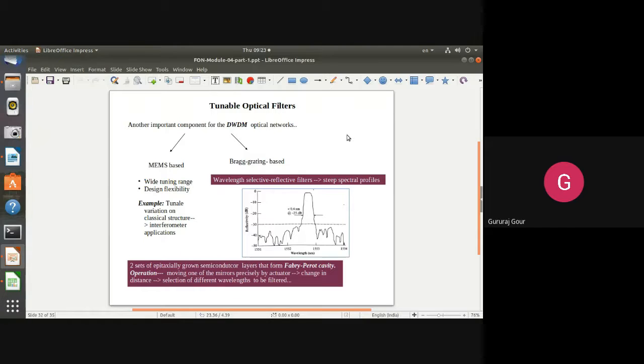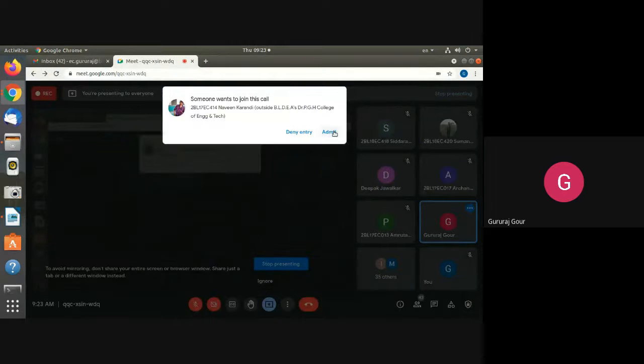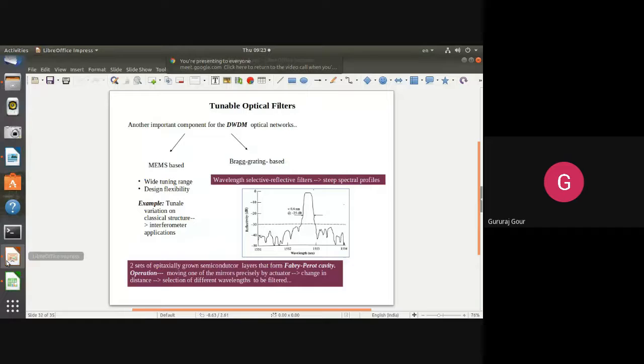They provide you steep spectral profiles. As you can see in this graph, which plots reflectivity in decibels versus wavelength, the threshold is kept around minus 30 decibels reflectivity. You will get this steep spectral profile between 1550 and 1553 nanometers. There you will get a peak of minus 25 decibels.